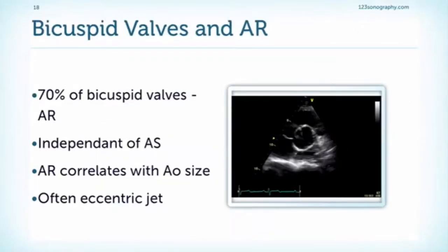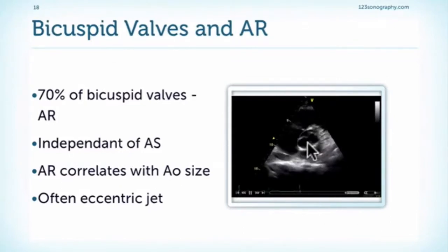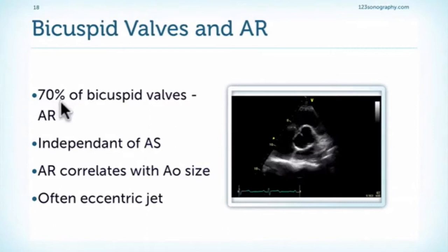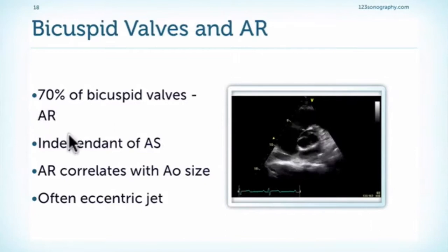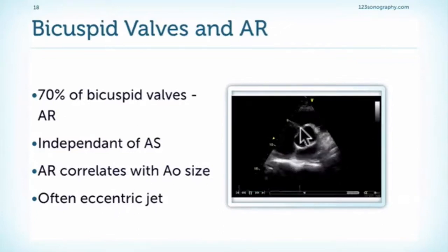Let's turn to bicuspid valves and aortic regurgitation. Again, here a patient who has only 2 cusps, a classic bicuspid aortic valve. We know that approximately 70% of patients with bicuspid valves also have aortic regurgitation. And the presence of aortic regurgitation is independent of the presence of aortic stenosis. We also know that the aortic regurgitation correlates with the aortic size. So the larger the aorta is, the more frequently will we see aortic regurgitation, and usually the more severe it is. Patients with bicuspid valves also have eccentric jets very commonly.